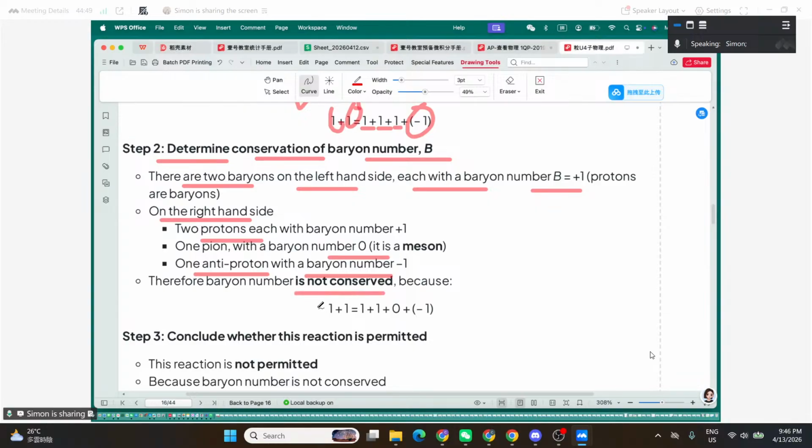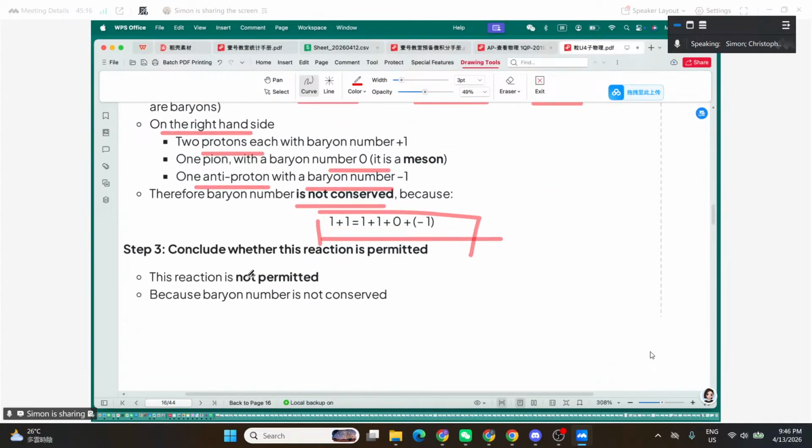And we check whether the baryon number is conserved or not. Is the left-hand side equal to the right-hand side? No. So we can reach the conclusion: baryon number is not conserved. So the reaction may not be permitted, right? Understand? Okay, this is the conclusion.